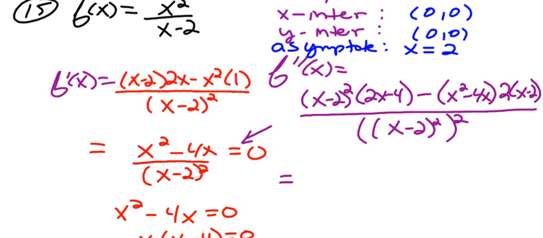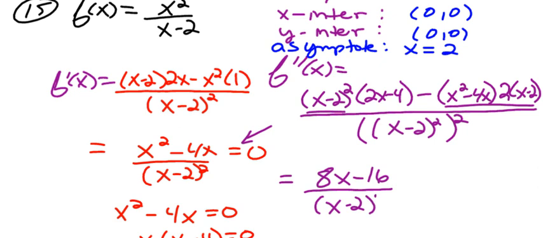This one does simplify out. I multiplied through, I expanded this first binomial, and then I multiplied that by this second binomial. I combined all of these for the second term of the numerator, and what happens is I end up getting left with 8x minus 16 over the quantity x minus 2 to the fourth.